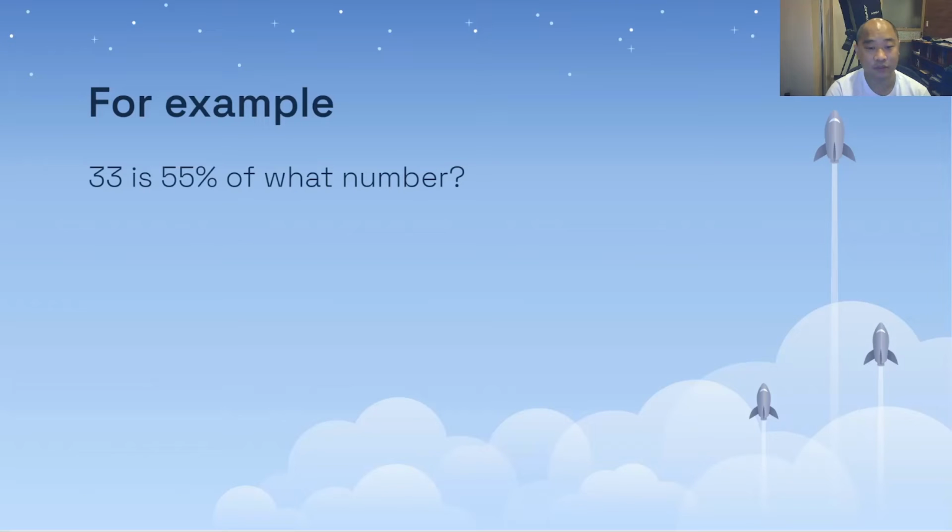Last example in this section. 33 is 55% of what number? Of what number? So this is the total now, right? Our total is the x. That's the number we're looking for. So 0.55x equals 33. Divide both sides by 0.55. And x equals 60.